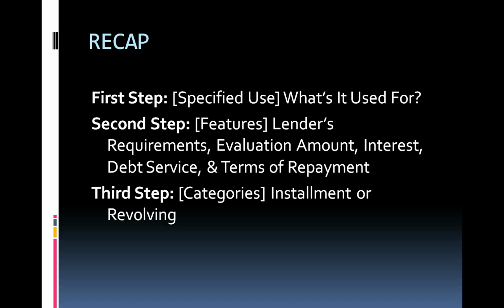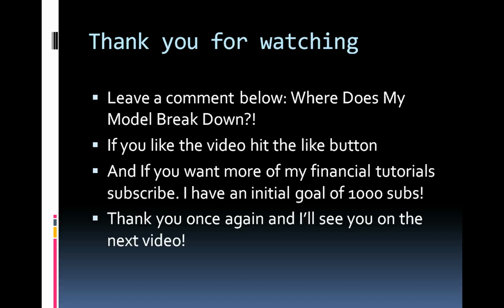So just as a recap, remember the first step is to identify the specific use. What is this loan used for? The second step is identifying the features. This could be lender requirements, the evaluation amount, the interest, the debt service, or the terms of repayment. Once you have that, we move over into categories: is it an installment loan, or a revolving loan, or could it potentially be a different category that I didn't bring up here?